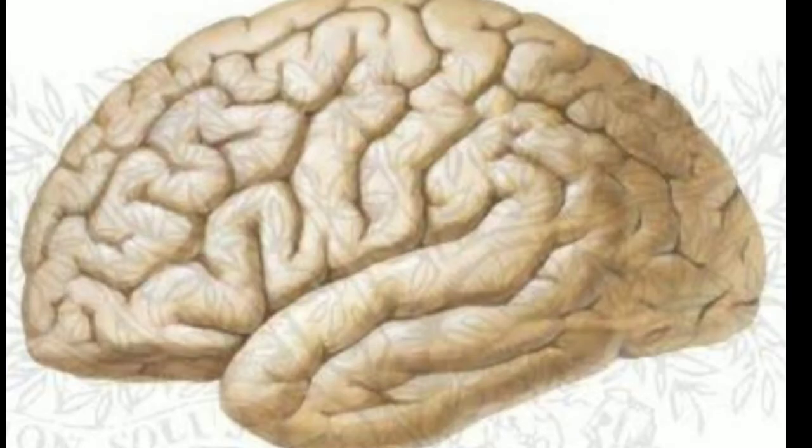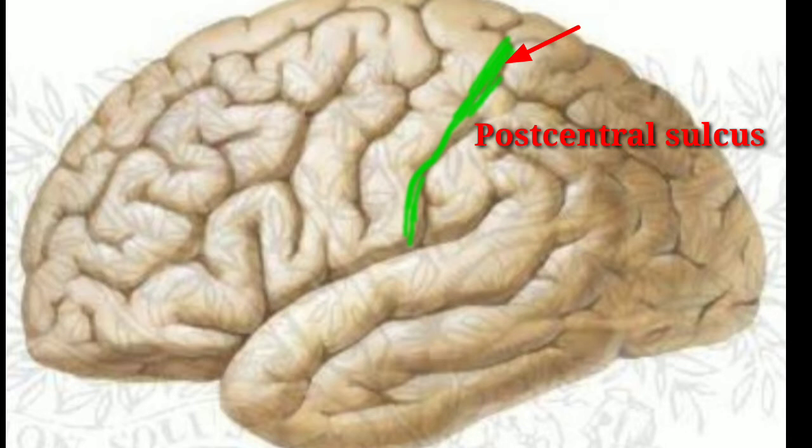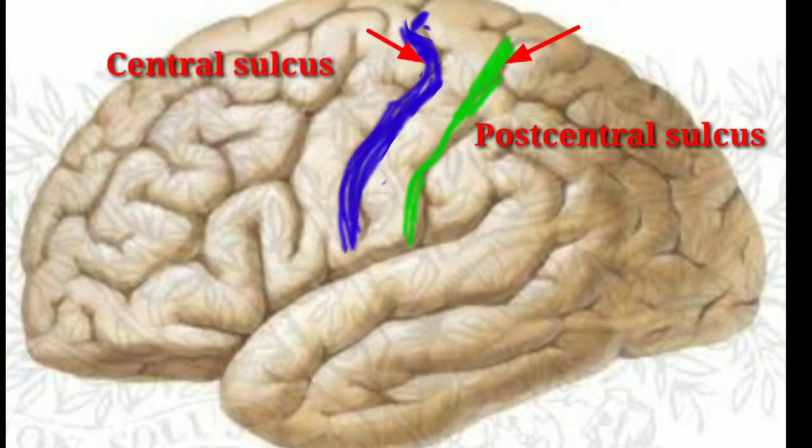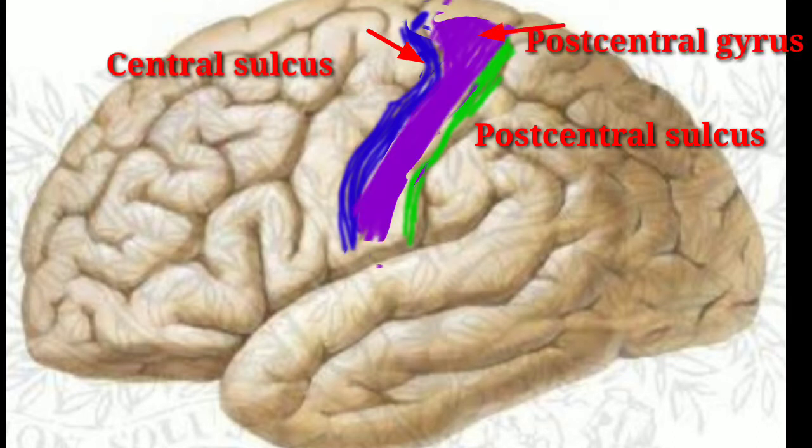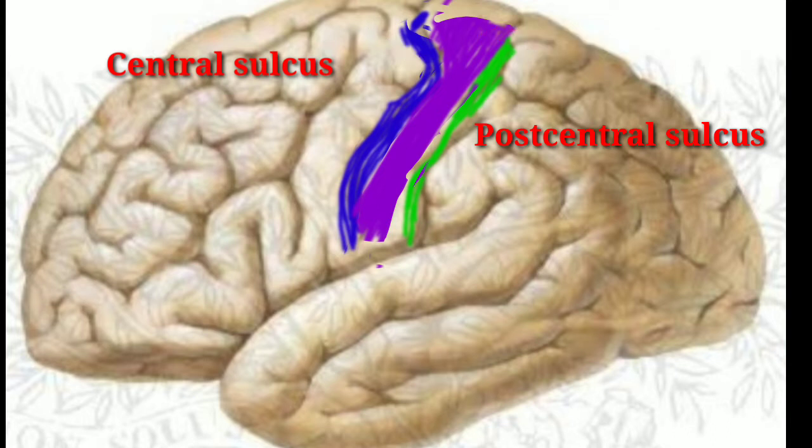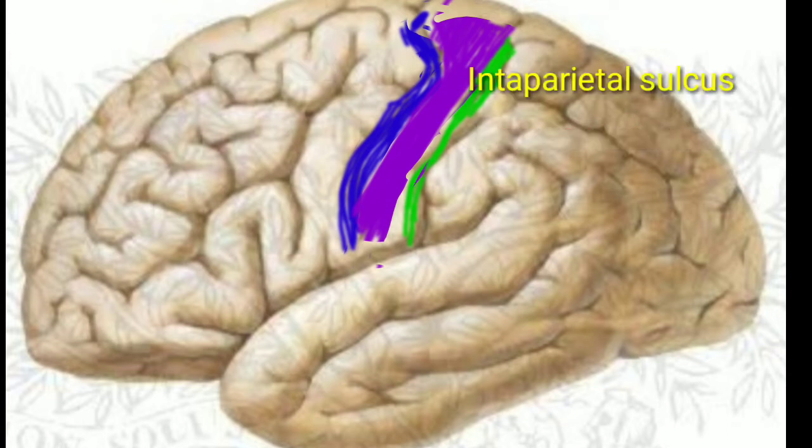The postcentral sulcus. It runs downwards and forwards a little behind and parallel to the central sulcus. The area between these two sulci is called postcentral gyrus. The rest of the parietal lobe is divided into superior and inferior parietal lobules by an intraparietal sulcus.